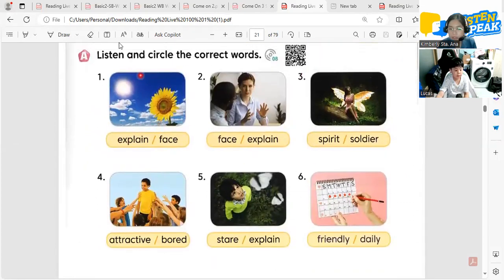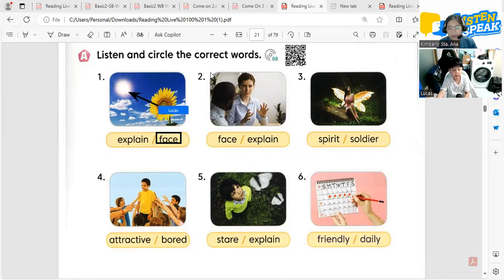Now let's look here. We have some words, and I want you to choose the correct word for each picture, okay? What is number one? Is it explain or face? Oh, it's face. So the sunflower faces the sun. Like this one, look at Teacher Anna. Look at Teacher Anna, like face. Face. Face. Okay, good work.